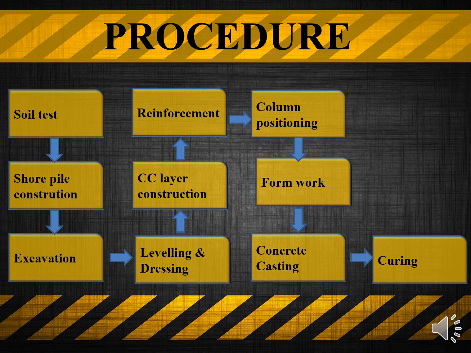Then after the cement concrete layer is cured, we place the reinforcement. Before reinforcement we put the dampproofing course, which we shall discuss in various situations. Then the reinforcement is placed and column positioning is fixed. Then formwork is created for the columns, and concrete casting is carried out for the raft, that is the slab, and then the slab is cured.